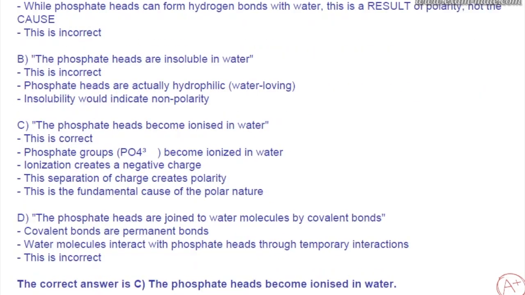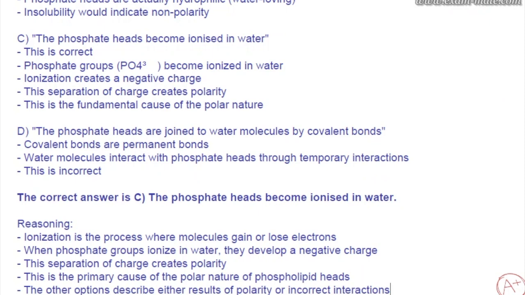C. The phosphate heads become ionized in water. This is correct. Phosphate groups, PO4 3-, become ionized in water. Ionization creates a negative charge. This separation of charge creates polarity. This is the fundamental cause of the polar nature.